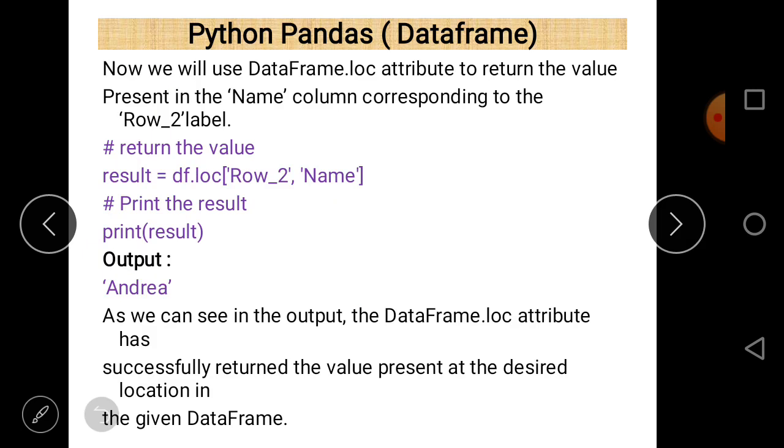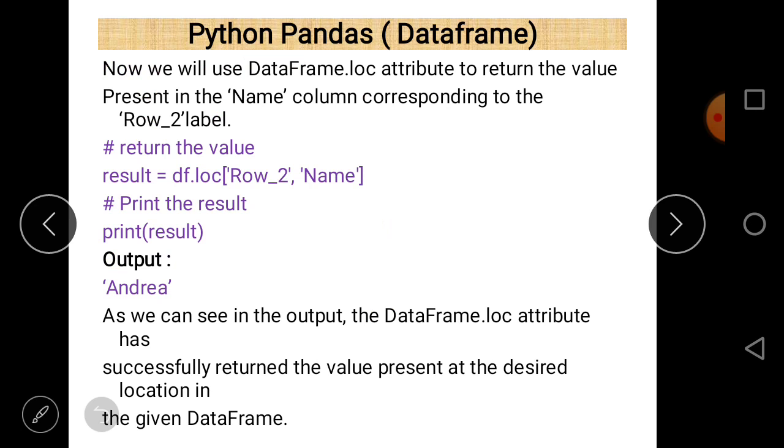Now if we use the dataframe.loc attribute, what happens? There is a variable named result, and we assign it df.loc[row2, name]. So row2 is the name of the row and name is the name of the column.